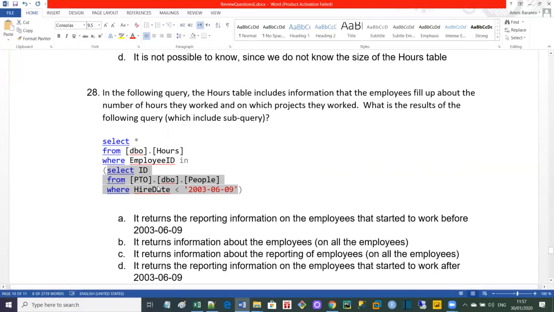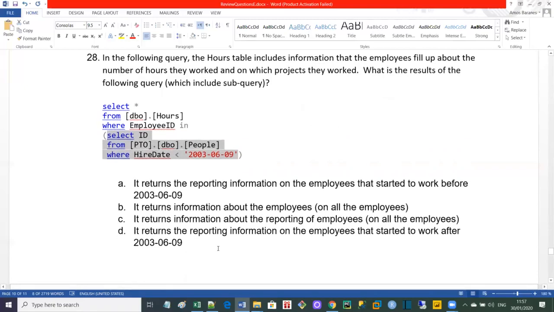After I have the results from the subquery, the main query will give me the information from the hours table, not from the people table. It will give me all the columns of the hours table in which the employees are filling in which kind of jobs they did and how many hours they spent. But for which employees does it give me the information from the hours table? Only the employees that are in that list. And those employees are the employees that were hired before that specific day.